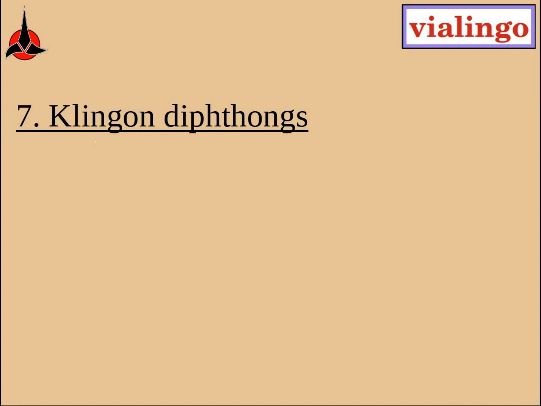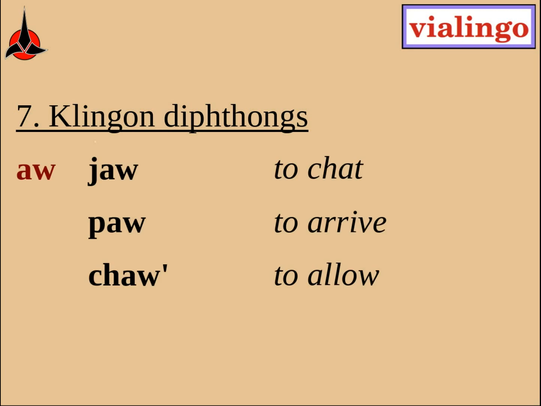Sometimes 2 vowel sounds combine to make a new sound. This new sound is called a diphthong, and we have several of them in English. For example, the sound oi in boy and toy is a combination of the sounds O and E spoken very quickly. There are 8 diphthongs in Klingon. AW sounds like the ow in cow. Jiao, jiao. Pow, pow. Chow, chow.